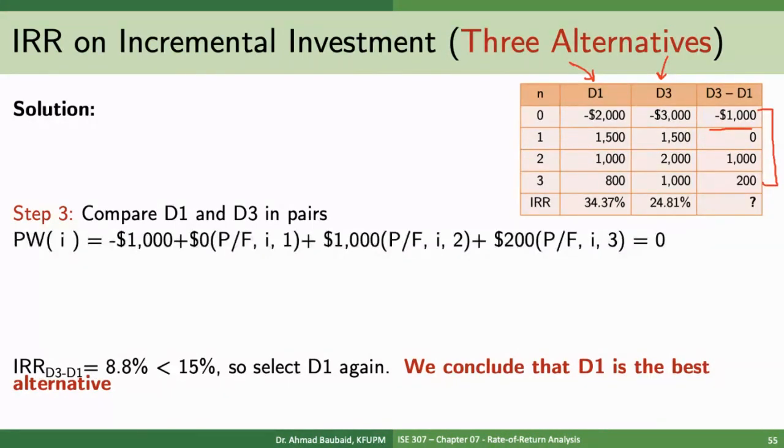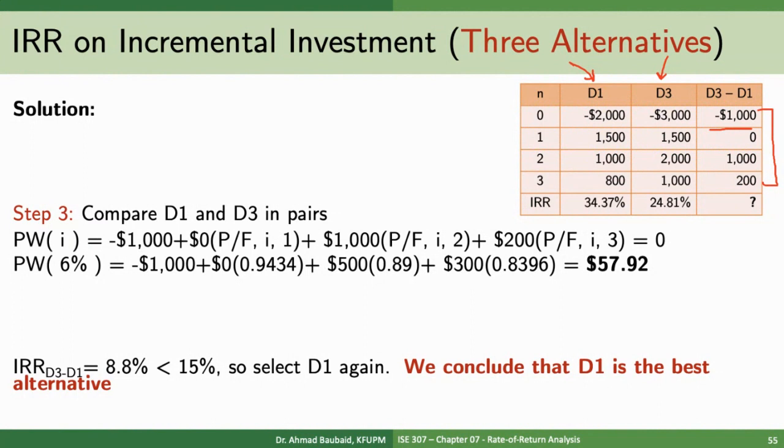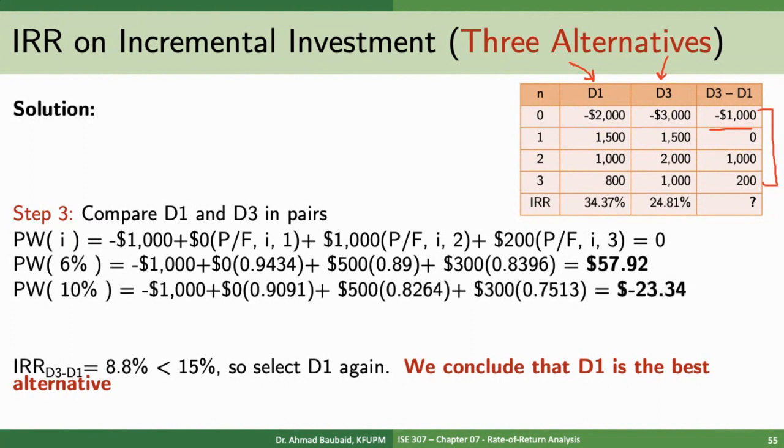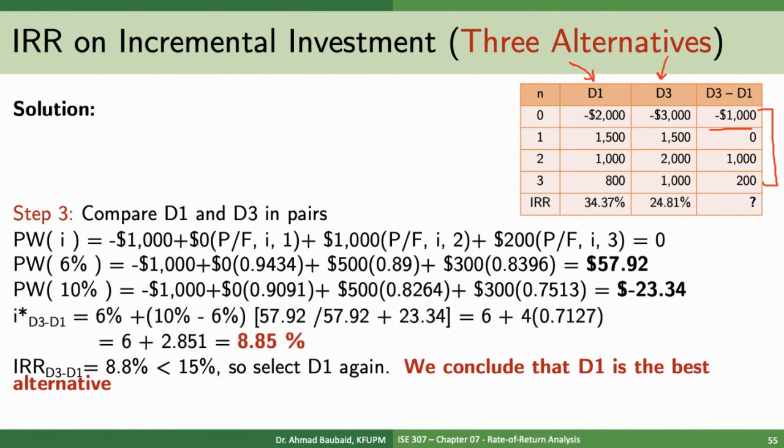I write down the equation. The present worth of I is equal to 0. I need to find the internal rate of return. I use trial and error. I try 6%. It's positive. I need to increase my I. I try 10%. It's negative. I interpolate, and I find that the internal rate of return is 8.85%. Notice here what happens. 8.85% is less than 15%, so it's less than the MAR. In that case, I'm not going to choose the first one. I'm going to choose the second one, D1. So we conclude then, I'm selecting D1 again. Just to complete the bracket now, D1 is the winner.